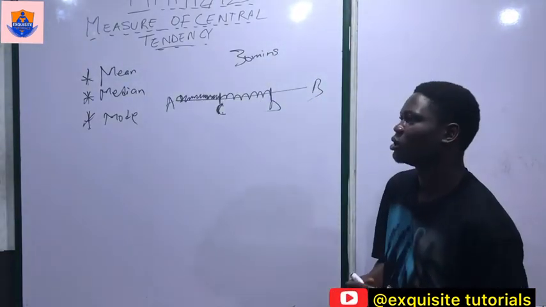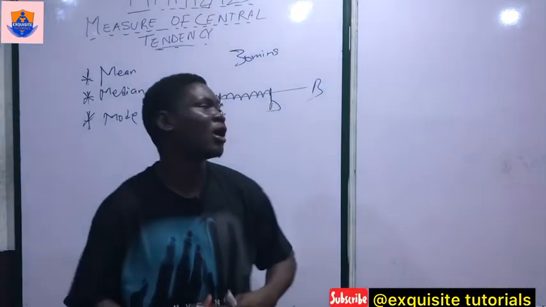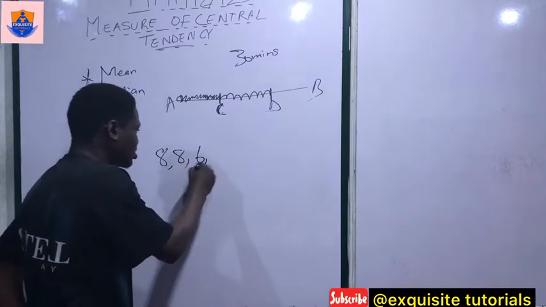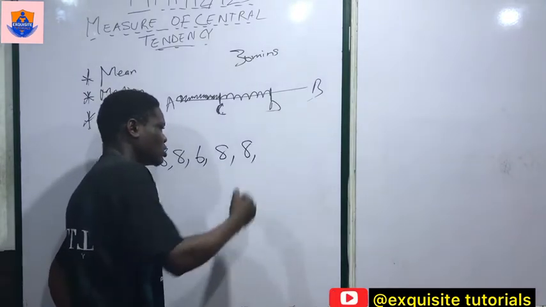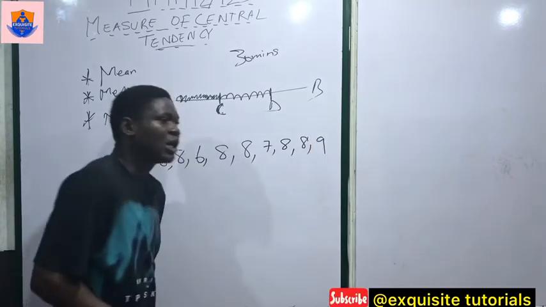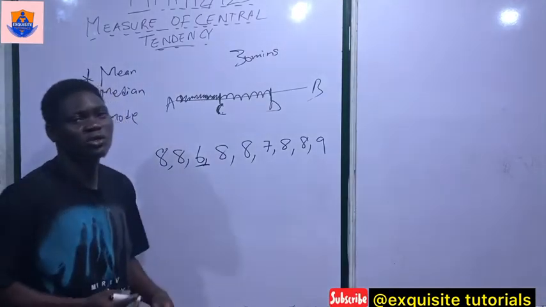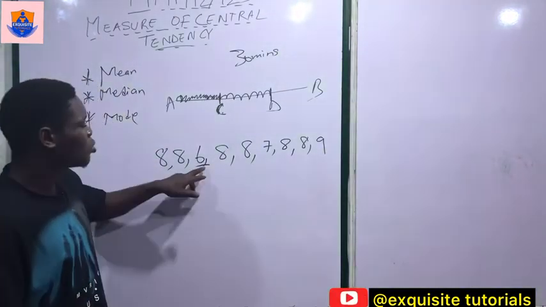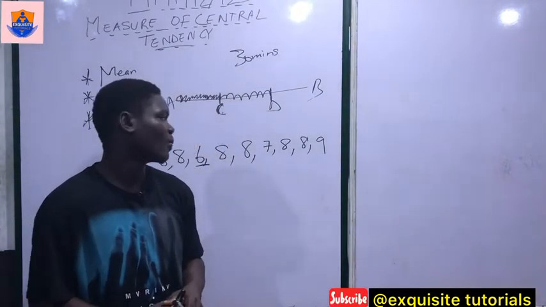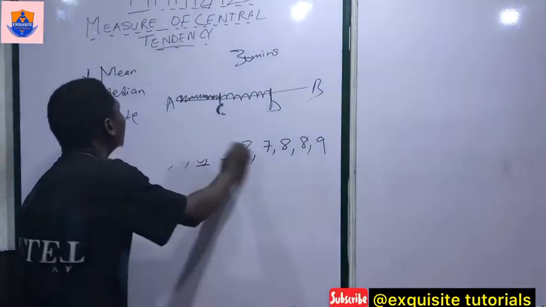Let me give another instance. You want to share food for some set of people, and you have 8 years, 6 years, 8 years, 8 years, 7 years, 8 years, 9 years. And this food is surplus for 6 years old. This food that you want to share is too much for a 6-year-old child, but it's not enough for a 9-year-old child. Or let me give another example. A better example to explain mean.